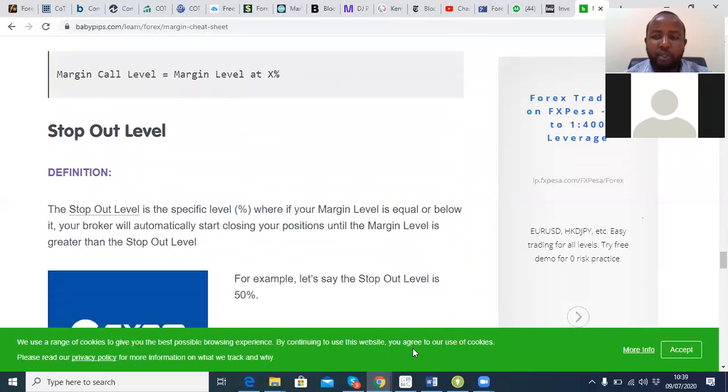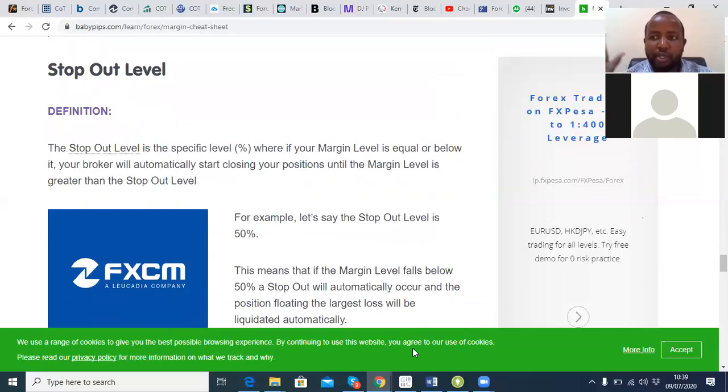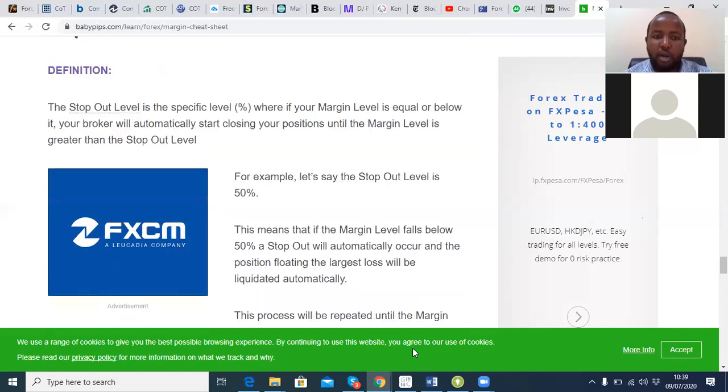Then we have stop out. On some trades, once you check the history, you will see stop out written there. What is that? Stop out is a specific level where, if the margin level is at or below it, your broker will automatically start closing your positions until the margin level is greater than the stop out level. So the margin has to go back to where it's supposed to be.